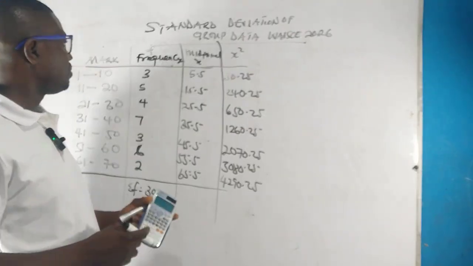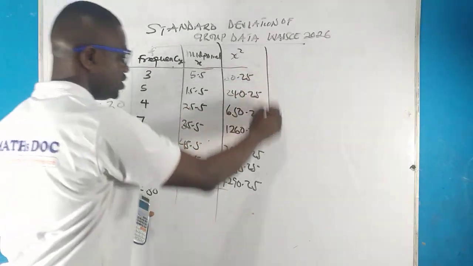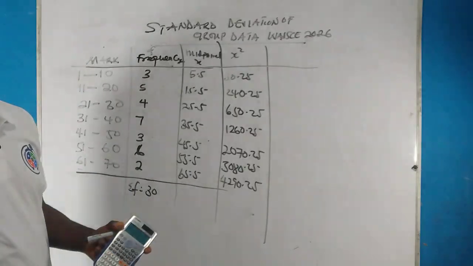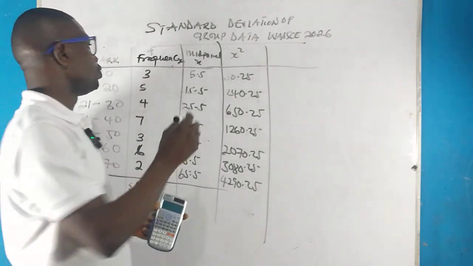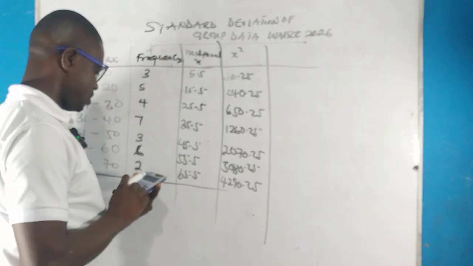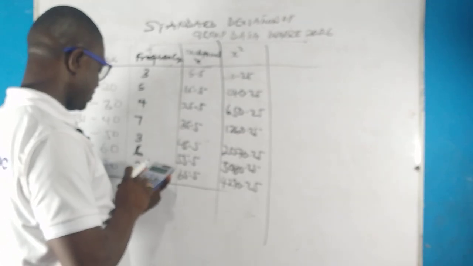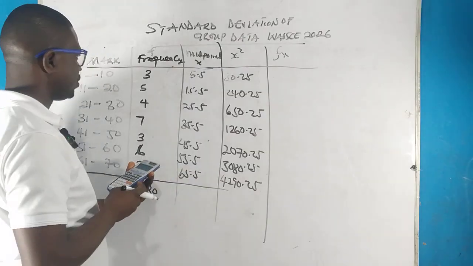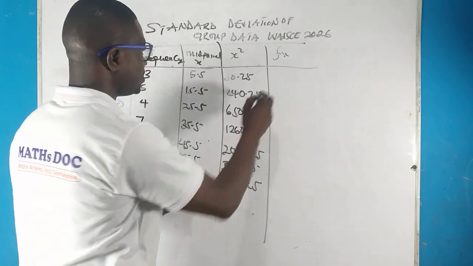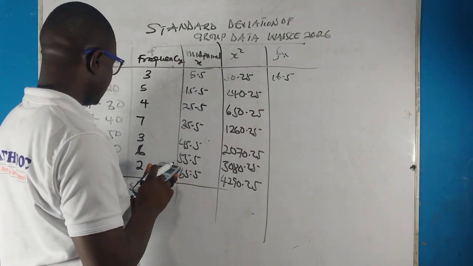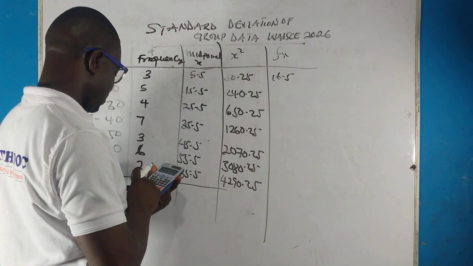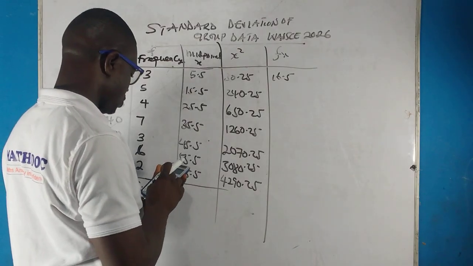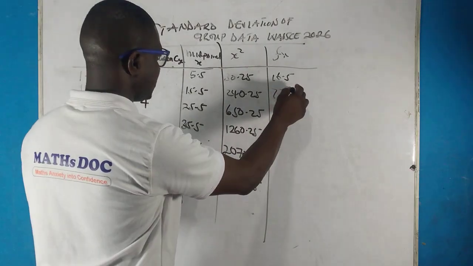But remember, when we are finding the mean, you also need to get your fx, because we know that the mean is summation fx over summation f. So we multiply the frequency by the midpoint to give you the fx. 3 times 5.5 will give you 16.5. Then 5 times 15.5 will give you 77.5.